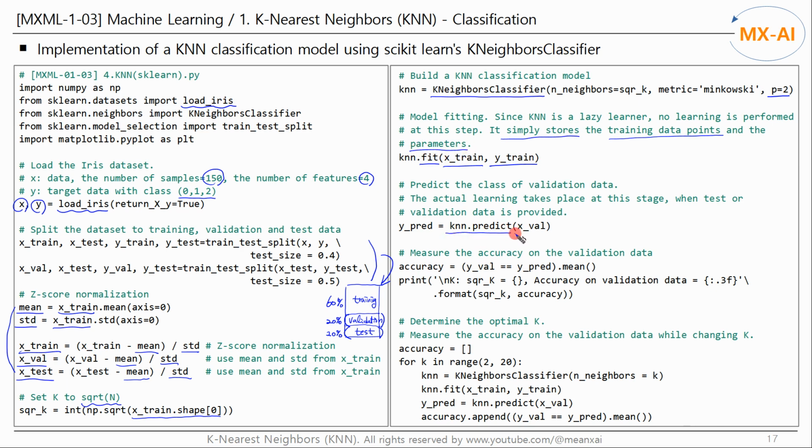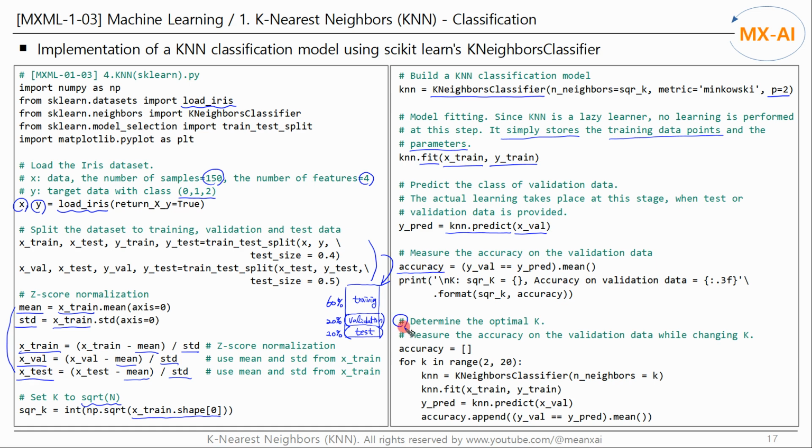Predict the class of validation data. The actual learning takes place at this stage when test or validation data is provided. We measure the accuracy on the validation data.